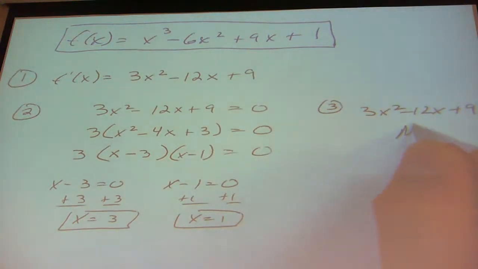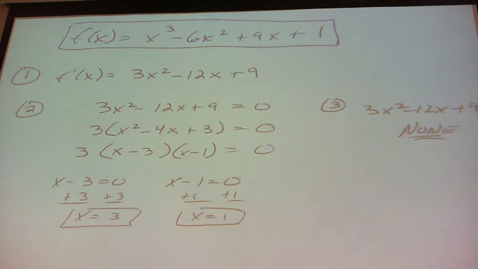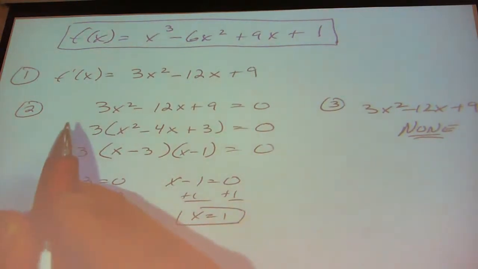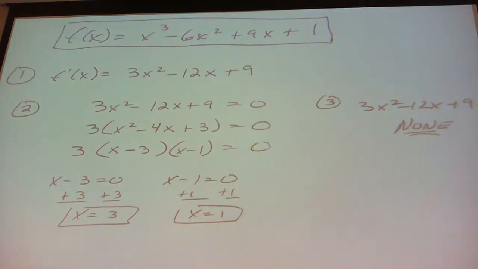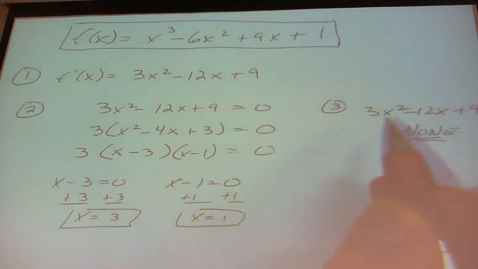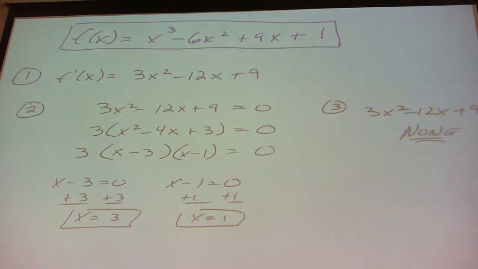Again, I'm going slowly. What do we do for these problems? Step 1, find the derivative. Step 2, set the derivative equal to 0 and solve. I now have 2 numbers. Step 3, look at the derivative, see if there's anything that's undefined. Those are going to be things we want to look at too.